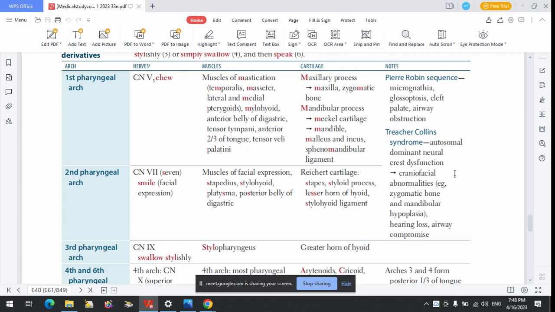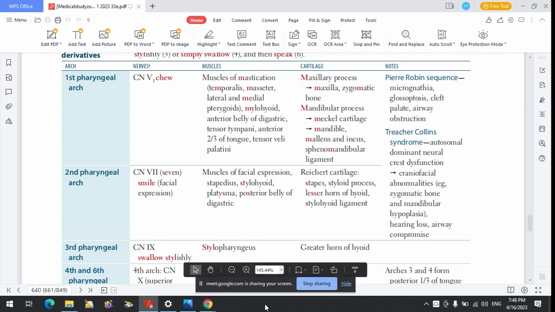And what are these bones that are majorly affected? The zygomatic and the mandibular, as well as the ear bones. That is all. You can see that there's no zygomatic problem in Pierre Robin. So once you are seeing zygomatic hypoplasia, you are not thinking of Pierre Robin. No. It is your Treacher Collins.